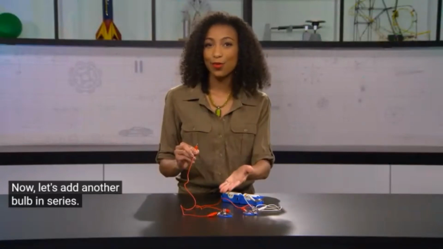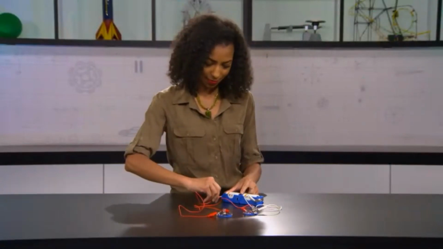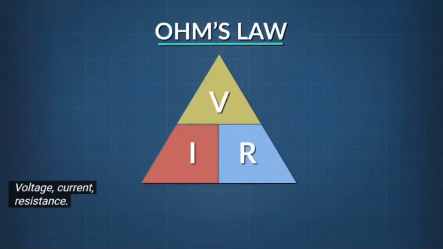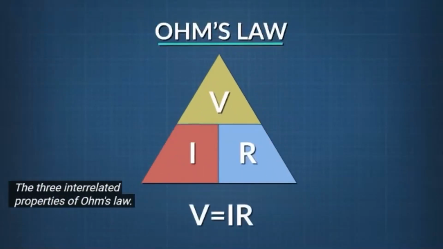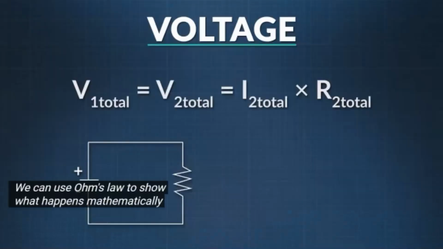Now let's add another bulb in series. What changed? The number of bulbs. What didn't change? The battery and the wire, the voltage, and the current's path. Voltage, current, resistance, the 3 interrelated properties of Ohm's law. We can use Ohm's law to show what happens mathematically.